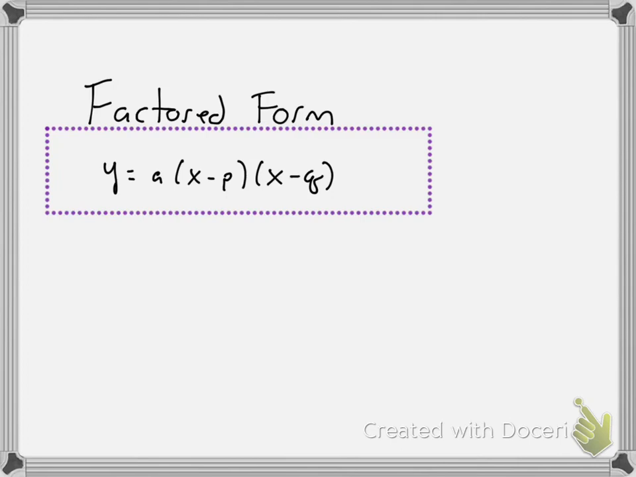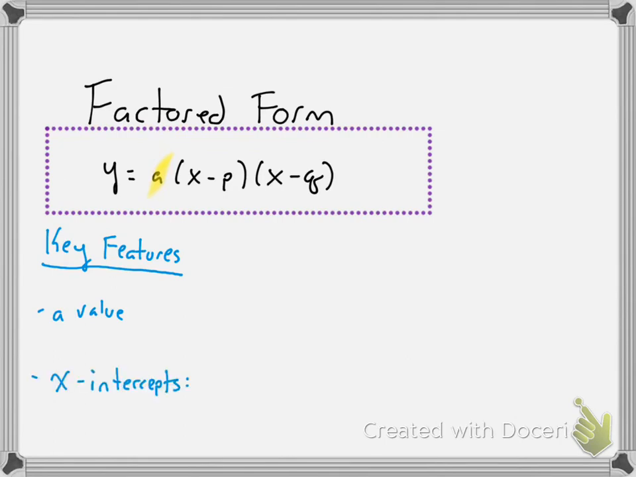And from here, similar to the other equations like vertex and standard form, there's some unique features to factored form. Like all the other equations, factored form clearly shows us what our a value is. In here, our a value is going to be the leading coefficient before any of the parentheses. Unique to factored form is going to be your x-intercepts, or as you might have called them in Algebra 1, zeros, where you cross the x-axis.